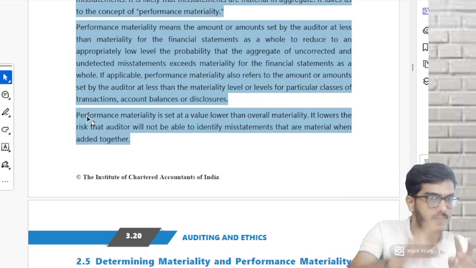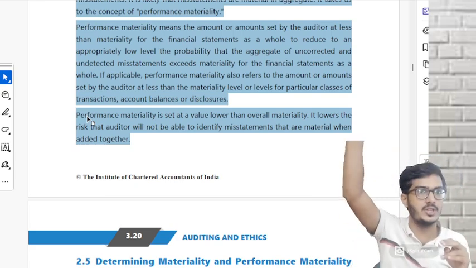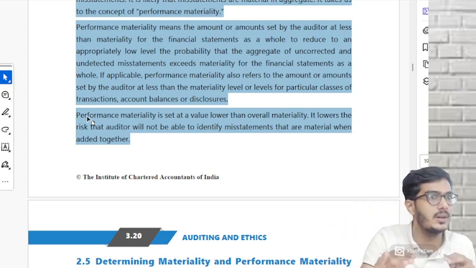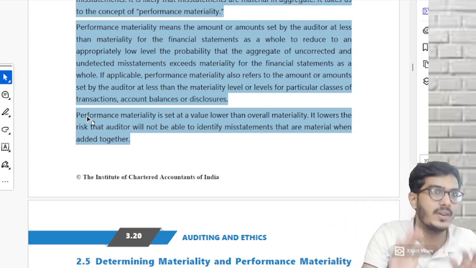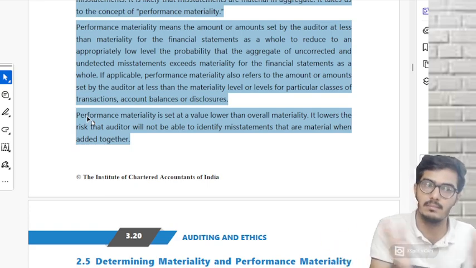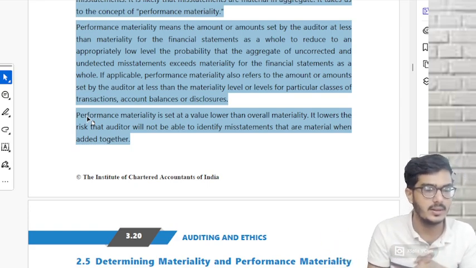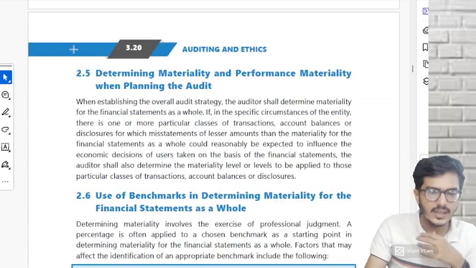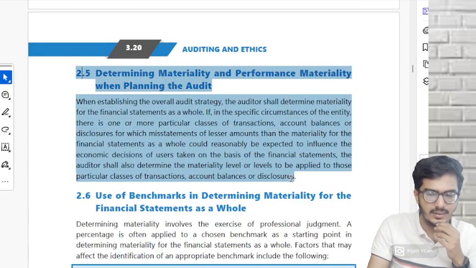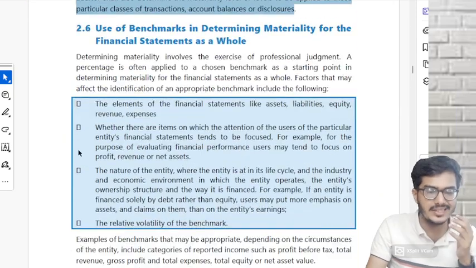Understood? So always we set 2 levels. One is materiality for the financial statement as a whole. One is materiality for the financial statement below the financial statement level, which is called performance materiality. Understood? This thing is particularly RMN. You can do it RMN. 2.6. It is a mug 1 question.